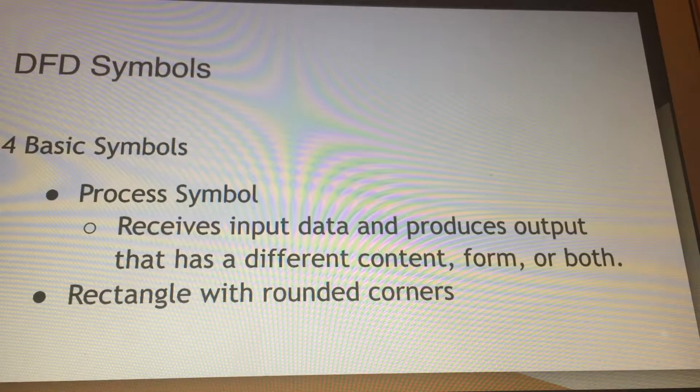The first symbol is a process symbol. It receives input data and produces output that has a different content, form, or both. You show this on the diagram by making a rectangle with rounded corners.